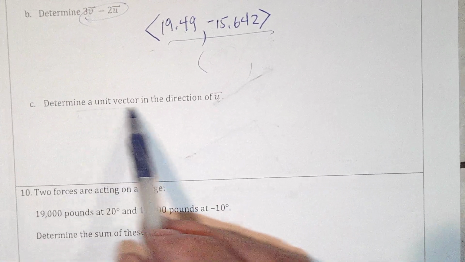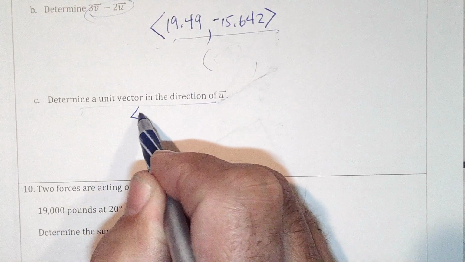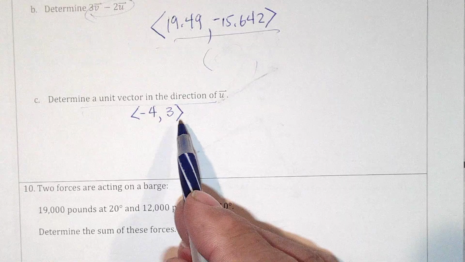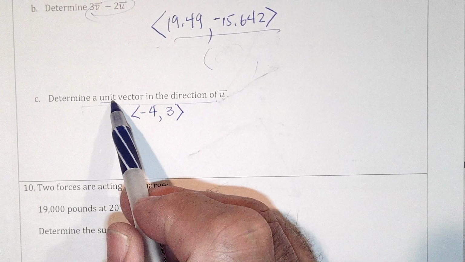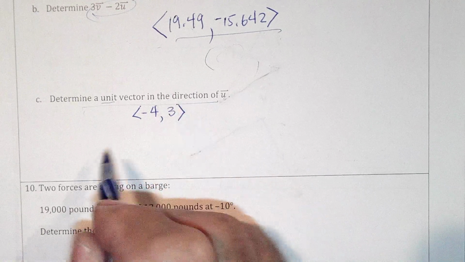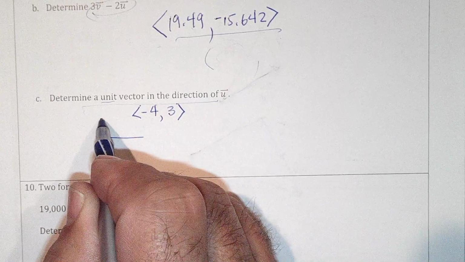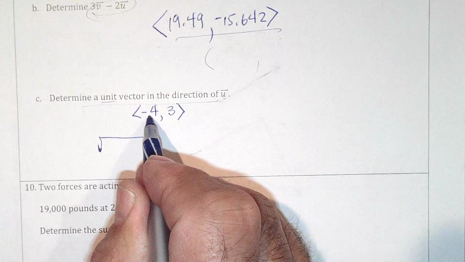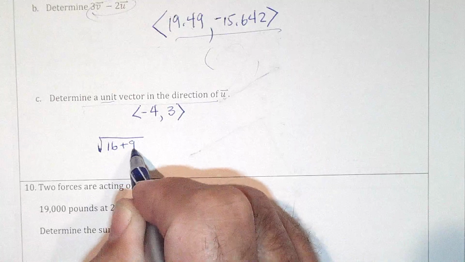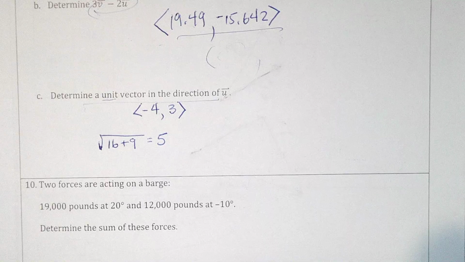Now it says determine a unit vector in the direction of u. U was the vector negative 4, 3, but it's not 1 unit long. That's what a unit vector is. So I have to shorten it. Now, how long is it? Well, it's got a length of negative 4 up 3, so that's negative 4 squared, or 16, plus 3 squared, 9. That's 25, square root. It's 5 units long.